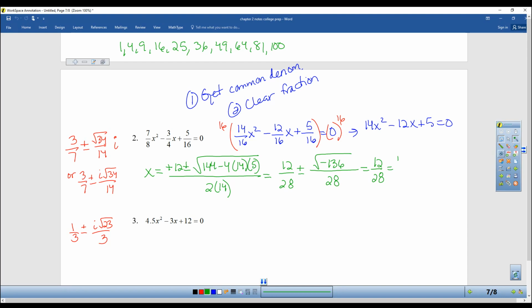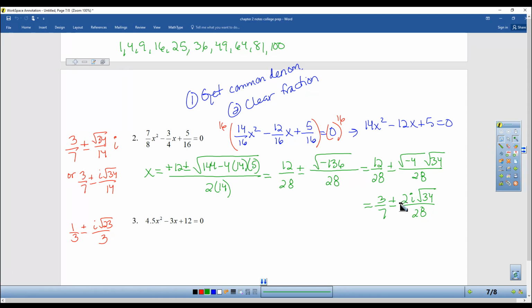Oops, that's a plus or minus. I'm going to break this down into the parts that I can do and the parts that I can't. I'm just going to go ahead and reduce this. Dividing by 4, this becomes 3/7. This becomes 2i square roots of 34 over 28.